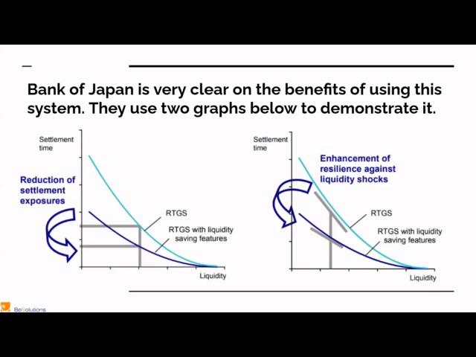The effects published by the Bank of Japan for this system are basically two key effects. One is the reduction of settlement exposures. That means whatever liquidity is available in the system to clear the payments, the payments go through much faster if the liquidity saving features are used. And the other benefit is that you enhance the resilience against liquidity shocks. So with a given liquidity, you see that the slope of the curve is much lower, and this basically means lower risks.